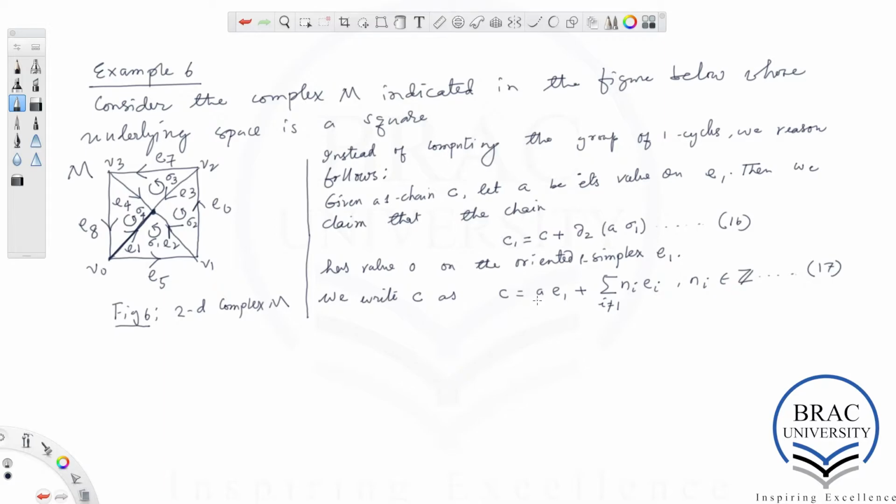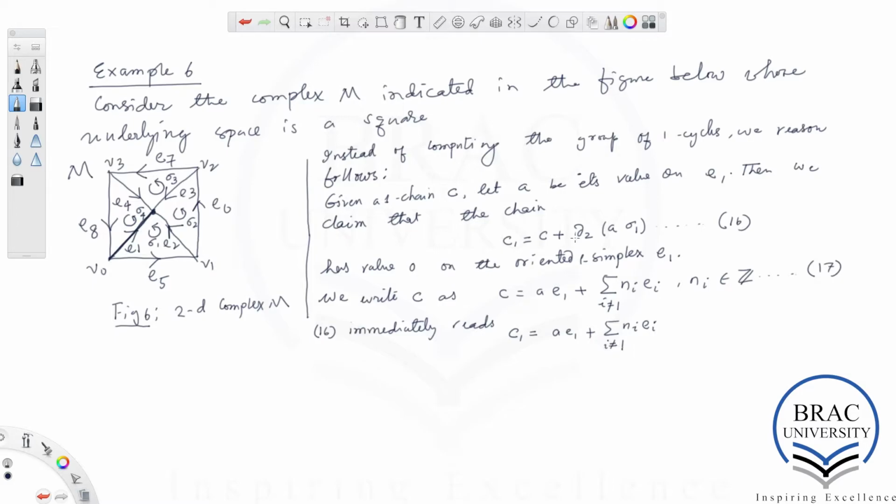Then 16 immediately reads C1 is equal to, so let us plug in 17 in 16 to have A E1 plus the sum of all these expressions Ni Ei as i varies, but i is not equal to 1.